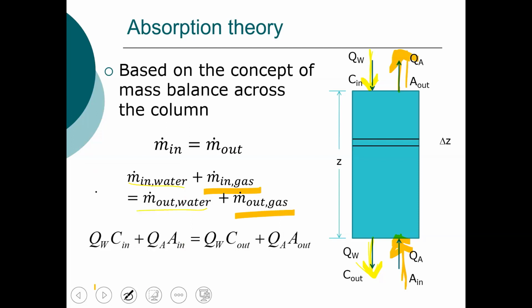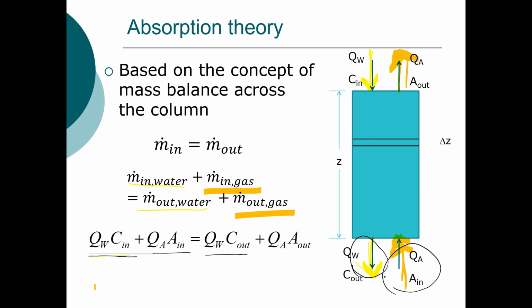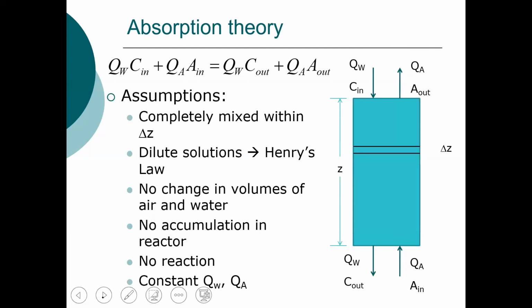And as we've done numerous times this semester, we've then written this mathematically as the product of flow rate of water times the concentration of water plus the flow rate of air times the concentration in the air, and that equals flow out from the water and flow out in the air. Now, we're going to make several assumptions.